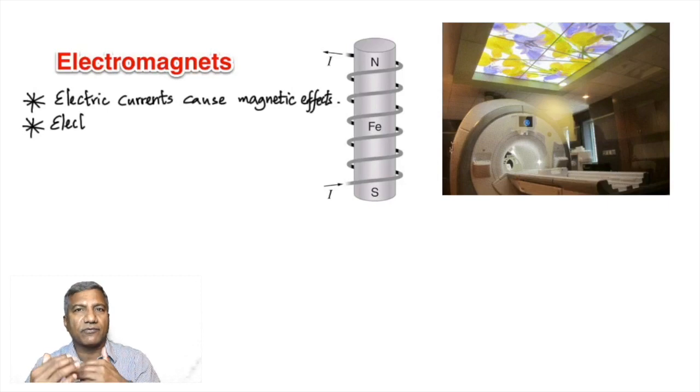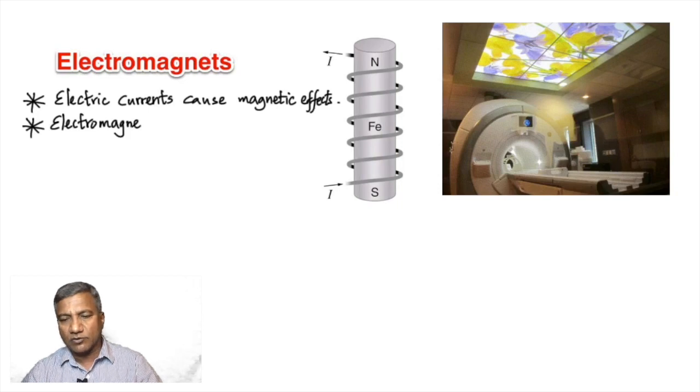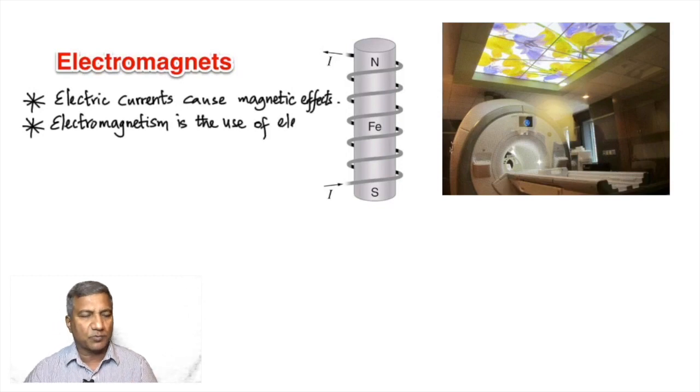So that's called an electromagnet. And ferromagnetic materials are usually used to produce these electromagnets. And electromagnetism is the use of electric currents to produce magnets.